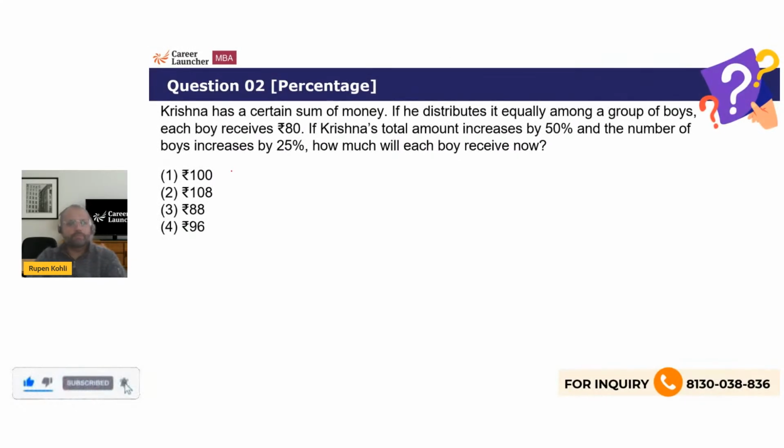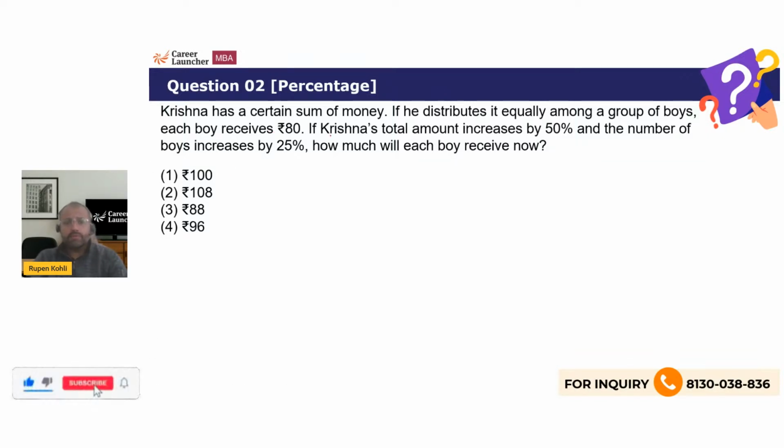Next one. Continuing. We know that SNAP is heavy on arithmetic, and that makes a large portion of the problems. Krishna has a certain sum of money. If he distributes it equally among a group of boys, each boy receives 80 rupees. If Krishna's total amount increases by 50% and the number of boys increases by 25%, how much will each boy receive now? Okay, let's see.